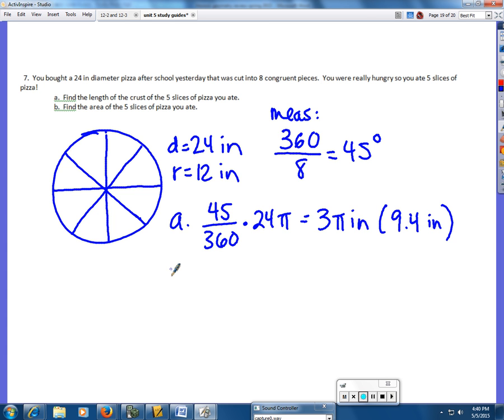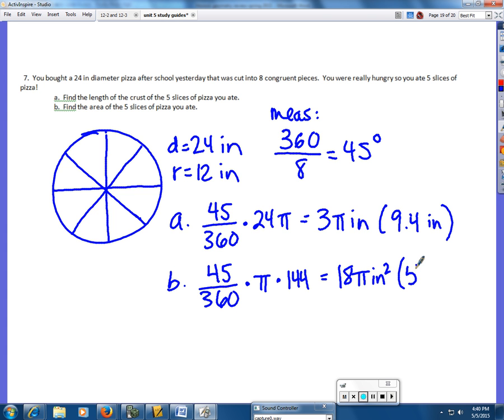Either one of those answers would be acceptable. Although I taught you this way, and that's because with our upcoming unit, I wanted you to get used to leaving answers in terms of pi. And then B would be 45 over 360 times pi r squared, because now I'm finding area. So I want pi times r squared, which would be 144, 12 squared. And when you put that in the calculator, you should get 18 pi inches squared, which is approximately 56.5 inches.